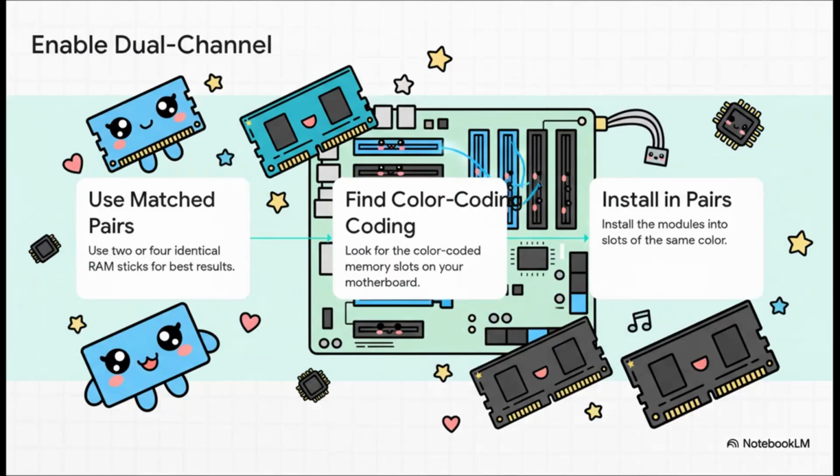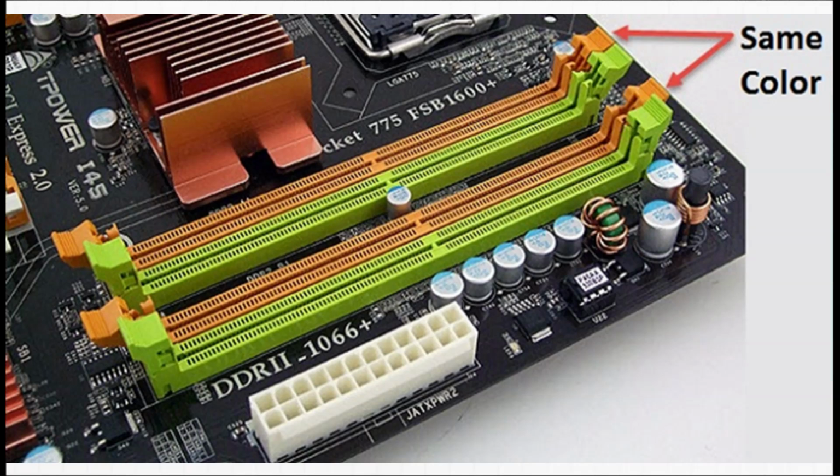So how do you actually set this up? It's way easier than you might think. First, for best results, you'll want to use a matched pair of RAM sticks, so 2 or 4 that are exactly the same. Next, just look at the memory slots on your motherboard. You'll almost always see they're color-coded. Maybe you've got 2 black and 2 blue. Now here's the key. To get dual channel working, you install your sticks in the slots of the same color. You usually have to skip a slot in between. So 1 stick in the first blue slot and the second stick in the other blue slot.